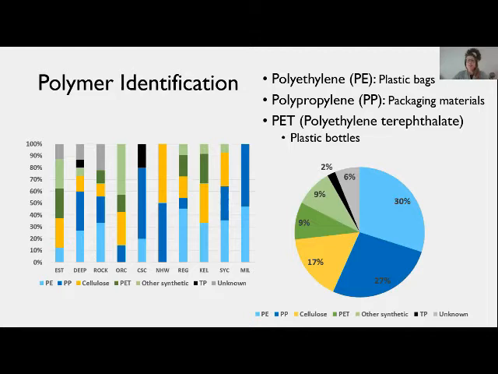So we did find that the most common polymer observed was polyethylene, which we typically see in plastic bags, so grocery bags and things of that nature, followed closely by polypropylene, which is found in lots of different types of packaging materials.